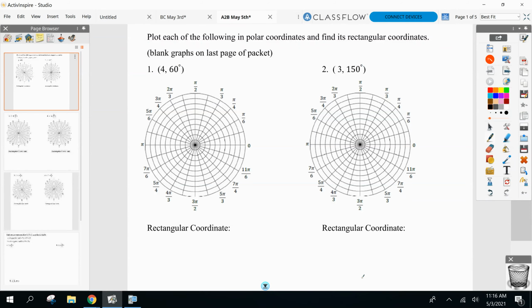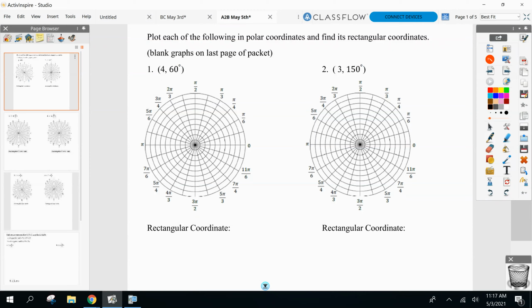So whatever I go over today is on the quiz tomorrow, but I am not going over everything. I'll go over a few questions just to refresh everyone's memory, and then I'm going to leave the rest up to you to do during class. All right, so let's do it. I'm going to go over number 1 first. Number 1, plot it, and then tell me what the rectangular coordinate is.